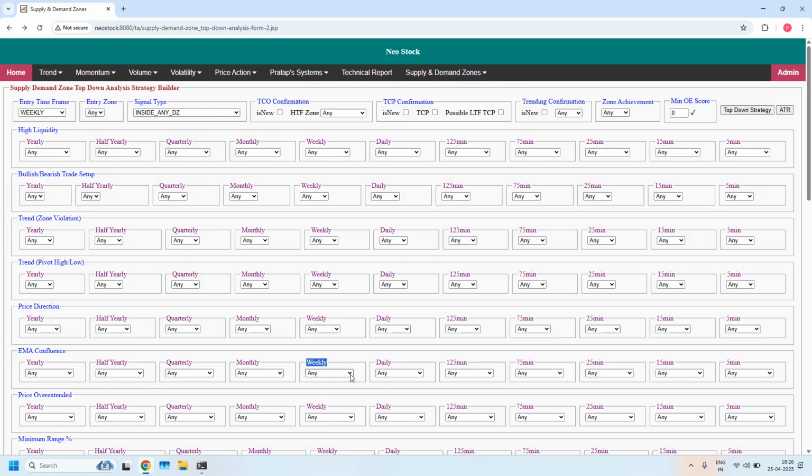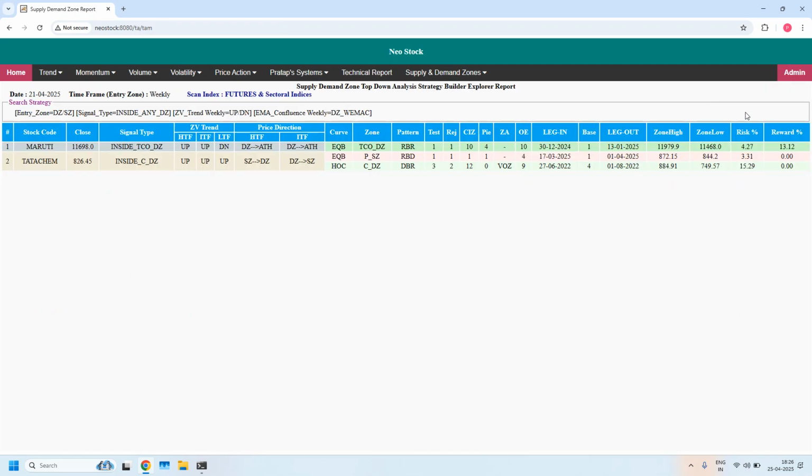At weekly time frame, weekly demand zone having weekly EMA confluence filter enabled. Next, trend on the weekly should not be sideways, it can be up or down. 2 stocks are filtered. But first one is a pierced zone. You can apply pierced zone strategies.